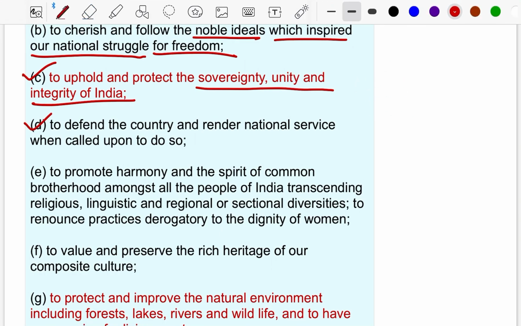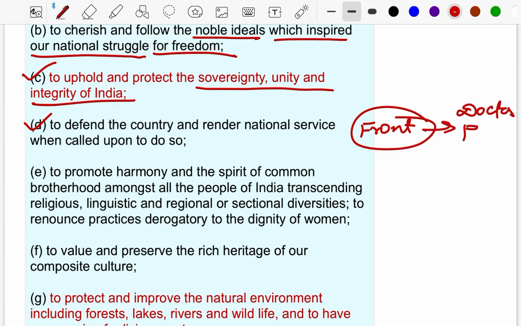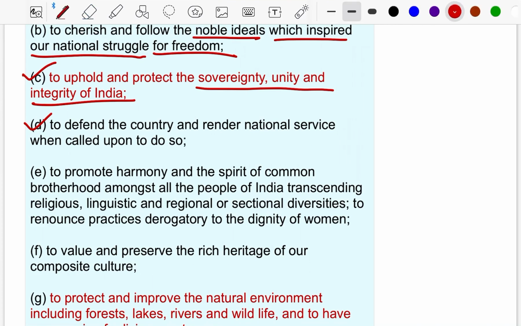Next, to defend the country and render national service when called upon to do so. When there is a requirement of national service, you have to render it. It's your individual obligation to go there and render the service. Like in the corona period, many frontline positions were taken by doctors, police officers, and many law enforcement agencies. They came in front and rendered the service. This was the obligation on the individual, right? So if in future they call you to render the service, then you have to go, and individually you should go.